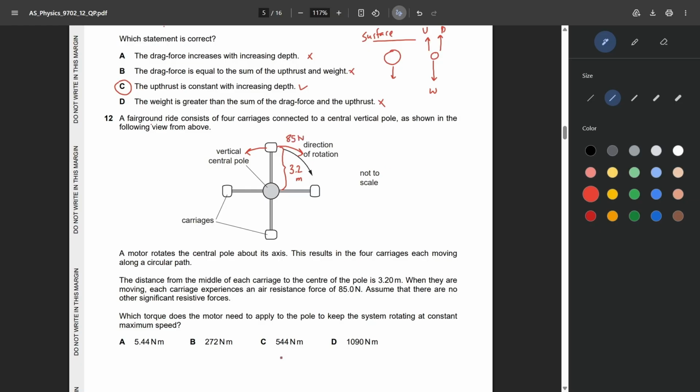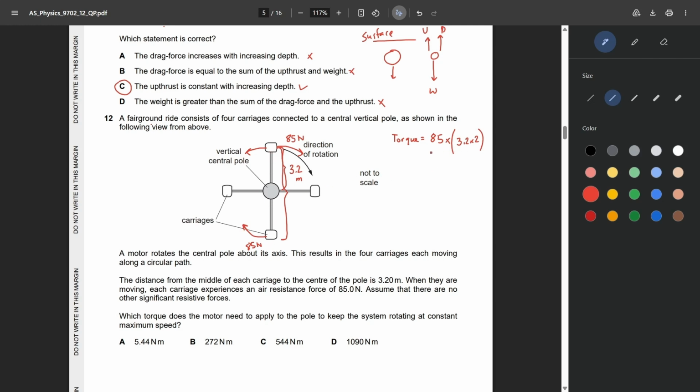Okay, now we need to find the torque provided by the motor. So torque would be equal to the force, which is 85 times, okay, we have the same amount of force in both of these carriages, right? 85 over here and 85 newtons over here. So the torque would be 85 times the total distance from one carriage to the next carriage, which is 3.2 times 2. This is the amount of torque provided to two of these carriages on this one single line.